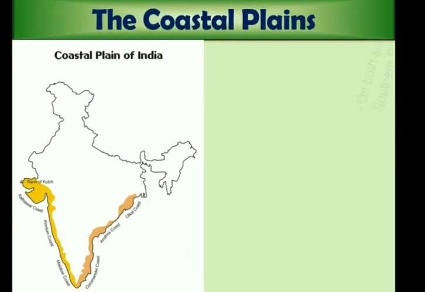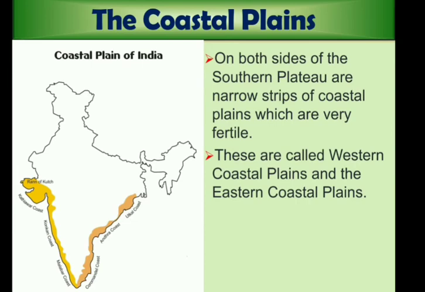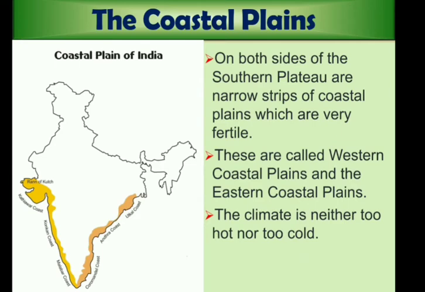There are narrow belts of plains on both sides of the peninsular plateau. They are known as western coastal plains and eastern coastal plains. The climate is neither too hot nor too cold. Fishing and agriculture are the main occupations of the people and the farmers grow rice, coconut, sugarcane, spices, etc. The major ports of Mumbai, Chennai, Cochin are big business centers.